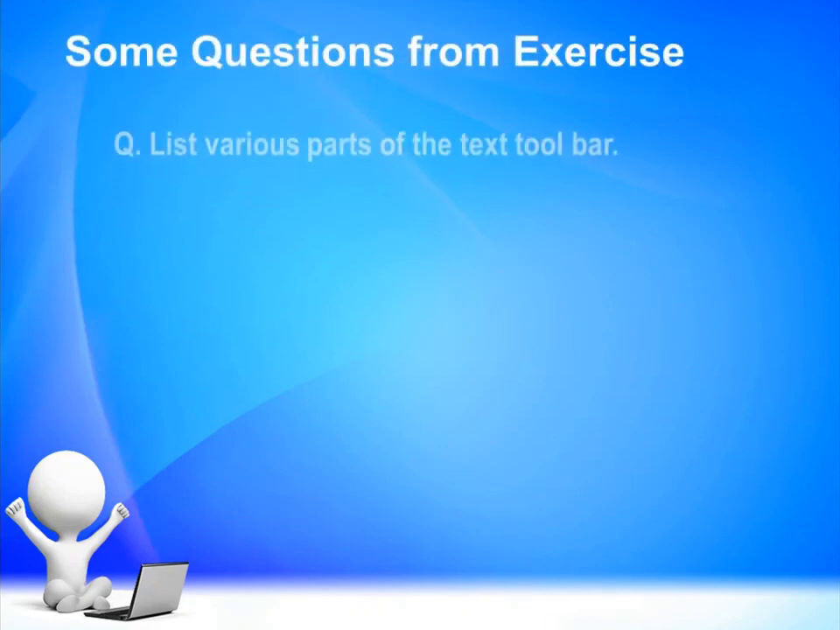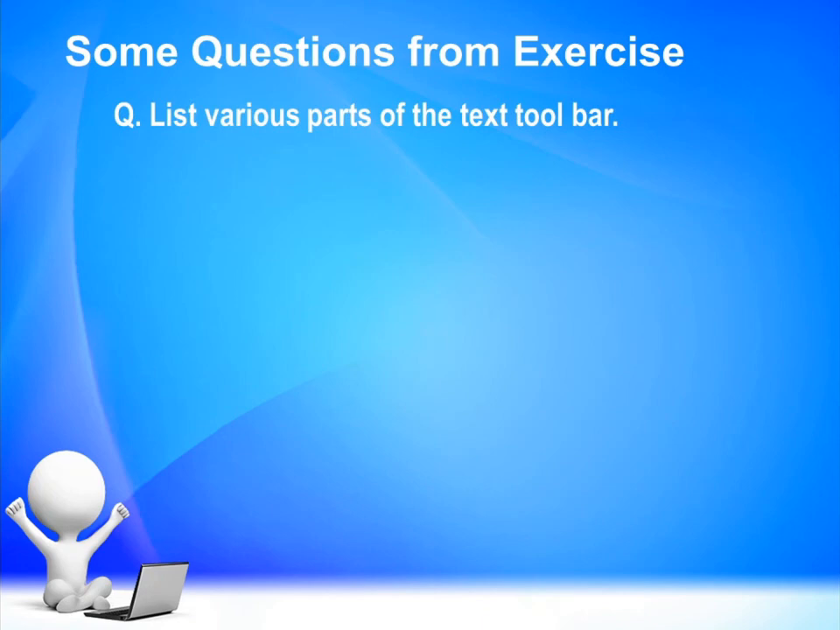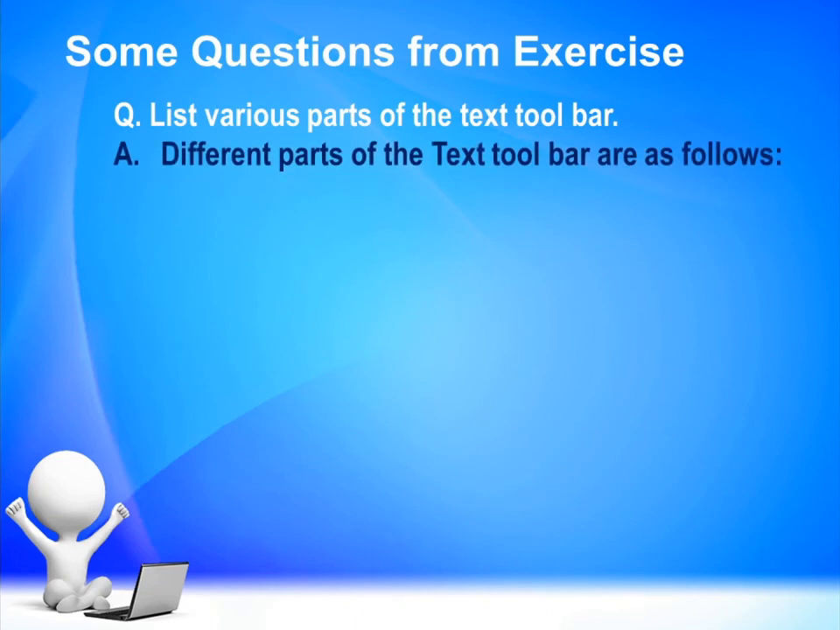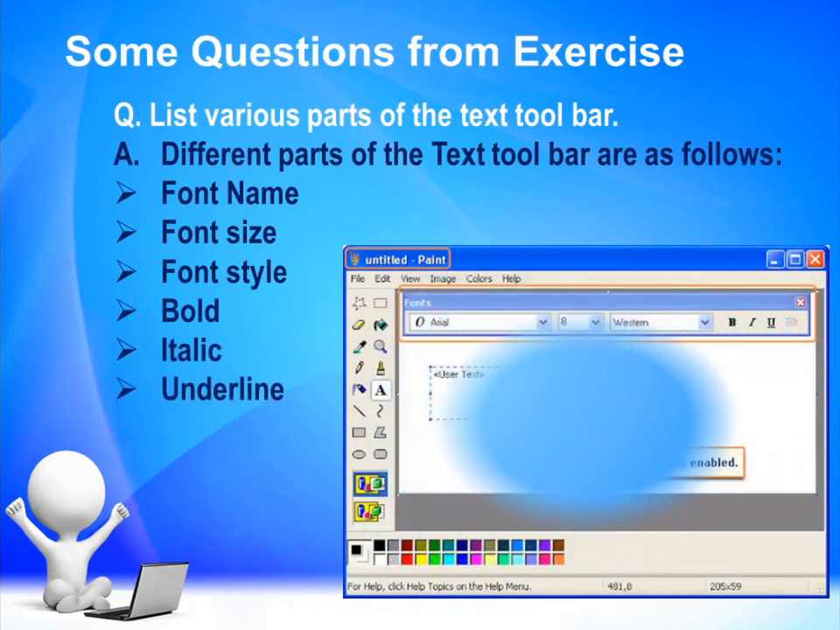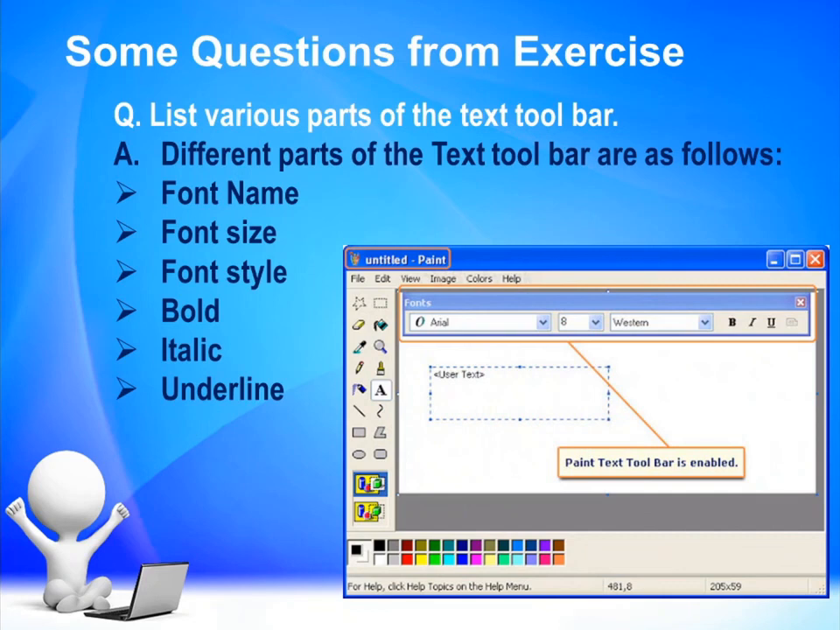Next, list various parts of the text toolbar. Different parts of the text toolbar are as follows: font name, font size, font style, bold, italic, underline. Here we can see in this picture also, this font name is there, font size, style, bold, italic, underline. All are labeled here. You can see in this picture.